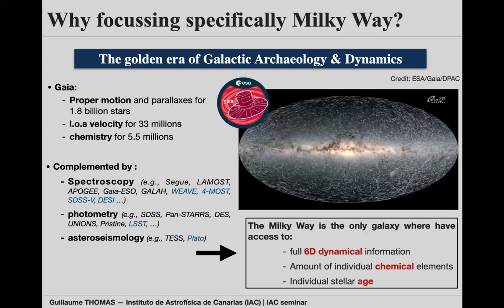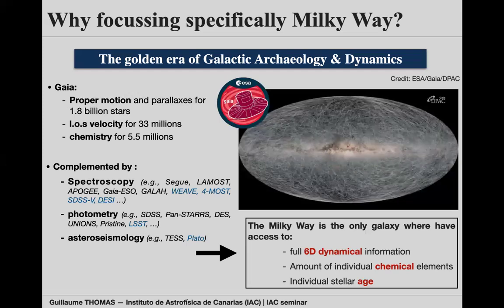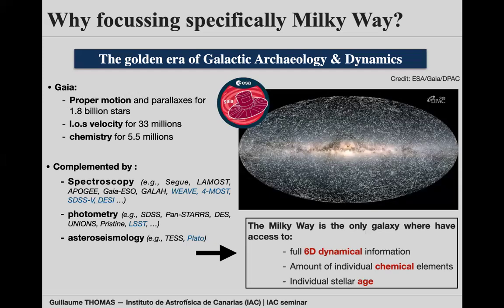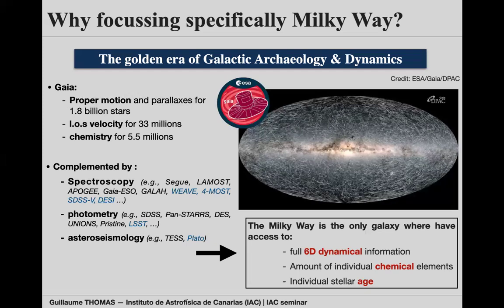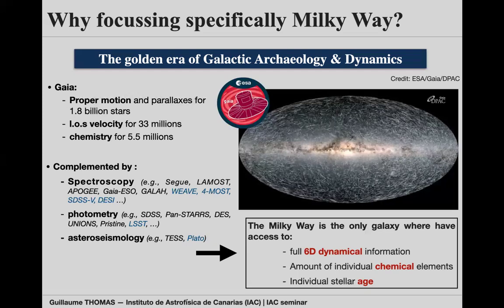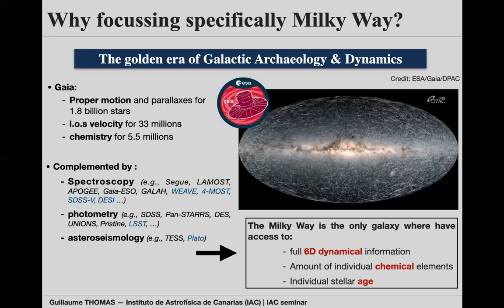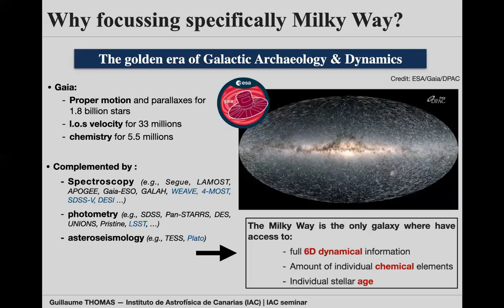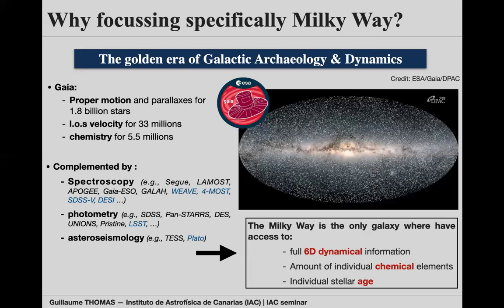And in particular, in that case, Gaia has been really helpful to understand the evolution of the Milky Way, because we have access with Gaia to detailed dynamics of the stars, with proper motions for more than 1.8 billion stars, line of sight velocities for 33 million stars. These are the best spectroscopic surveys right now. Chemistry for 5.5 million stars. And here we have a very nice picture of it. So this gives us access to the 6 dynamical dimensions for the galaxy.